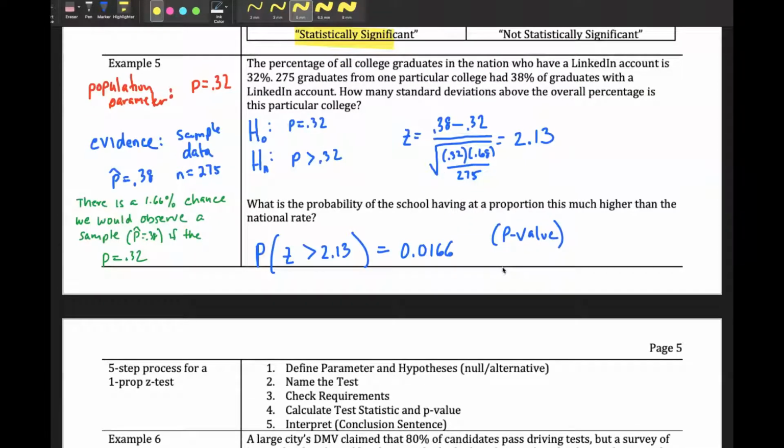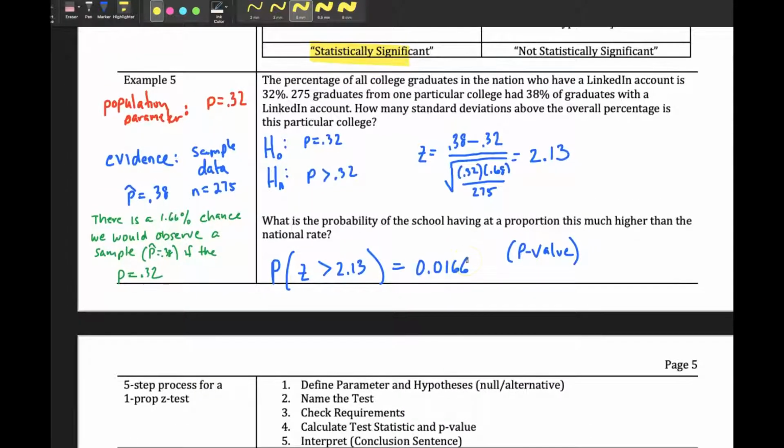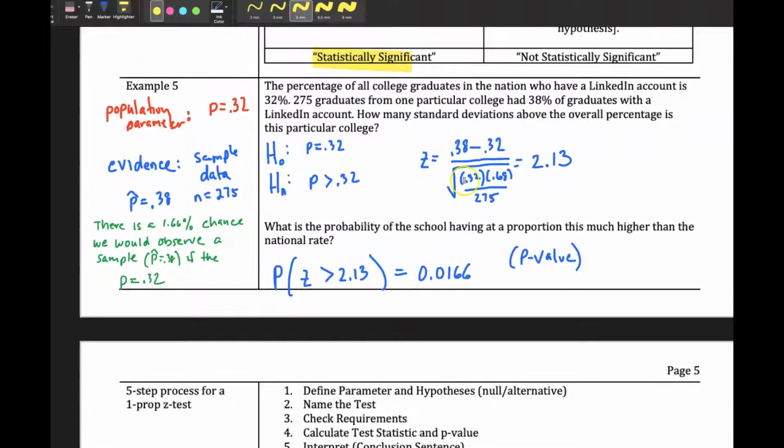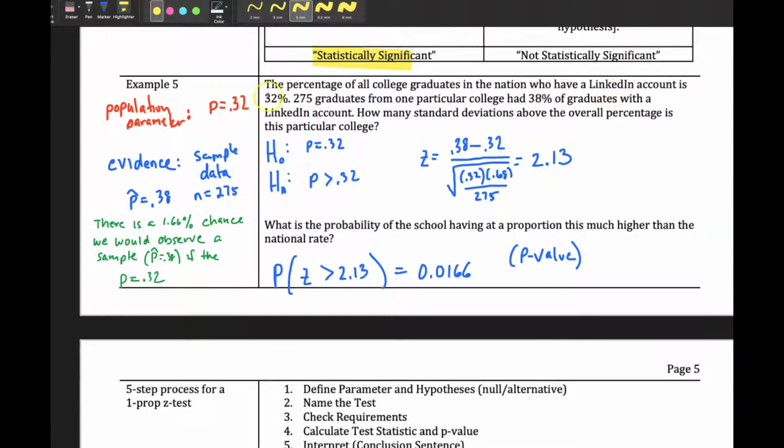Okay, now let's go ahead and take a look at examples of a significance test or a hypothesis test. All the data is here, so you can pause and write this down, but really think about the ideas of what we're doing here. The percentage of all college graduates in the nation who have a LinkedIn account is 32%. So again, that's a claimed population parameter, 32% of the population.